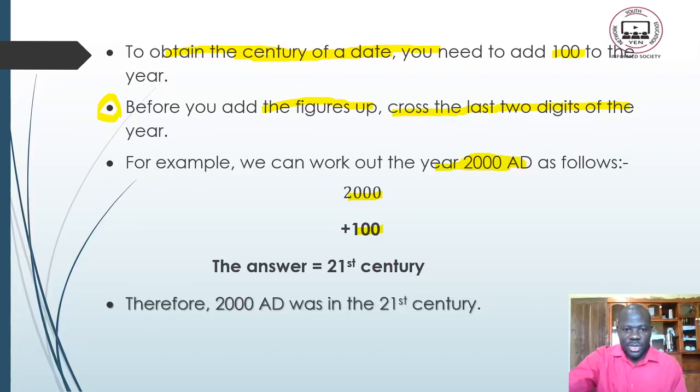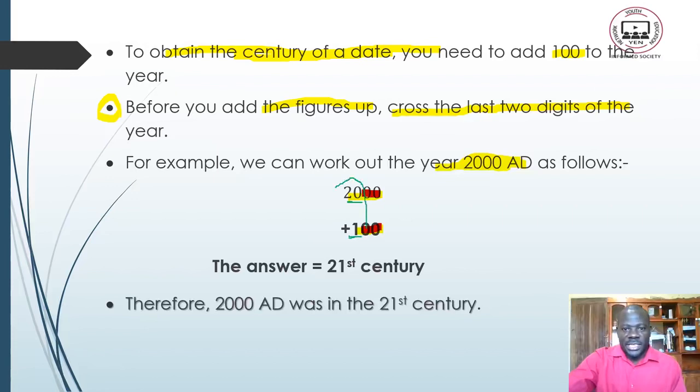So what are you going to do here? What you are going to do is cross out the last two digits, that is this one and this one. Then you add. What do you have? You have here 20 and 1. So they are the figures that you are adding.